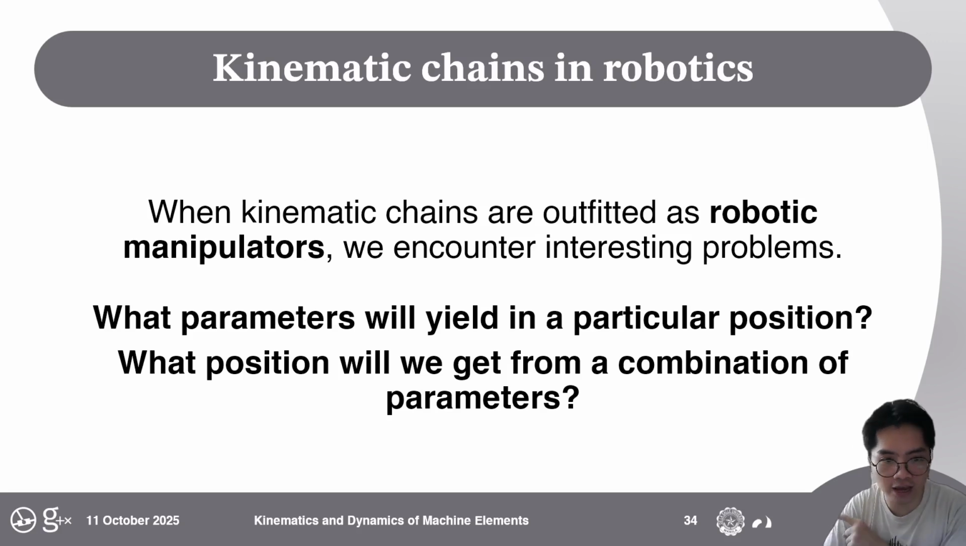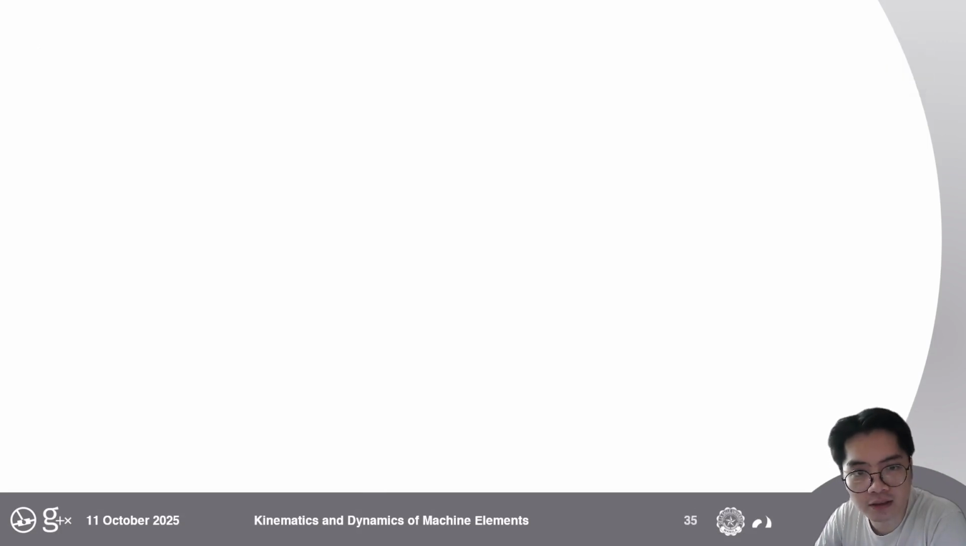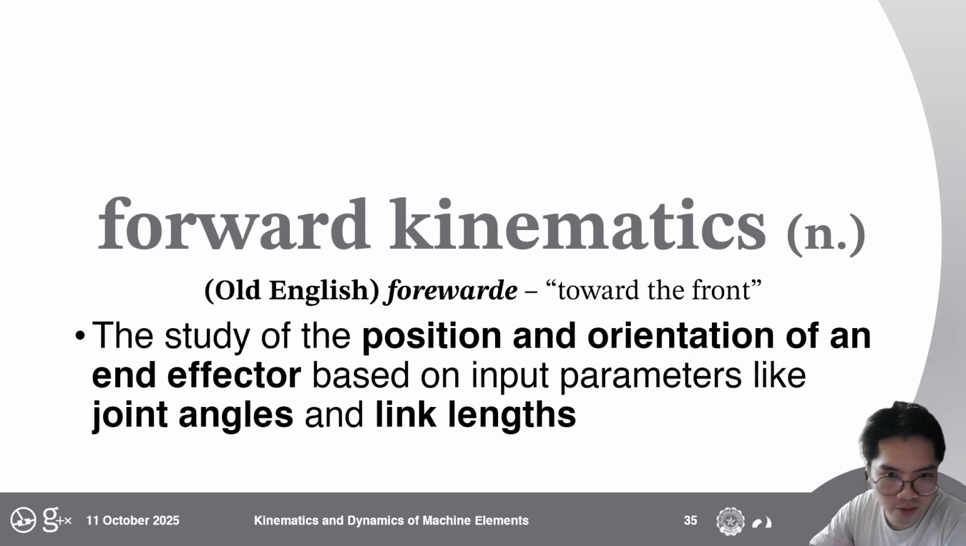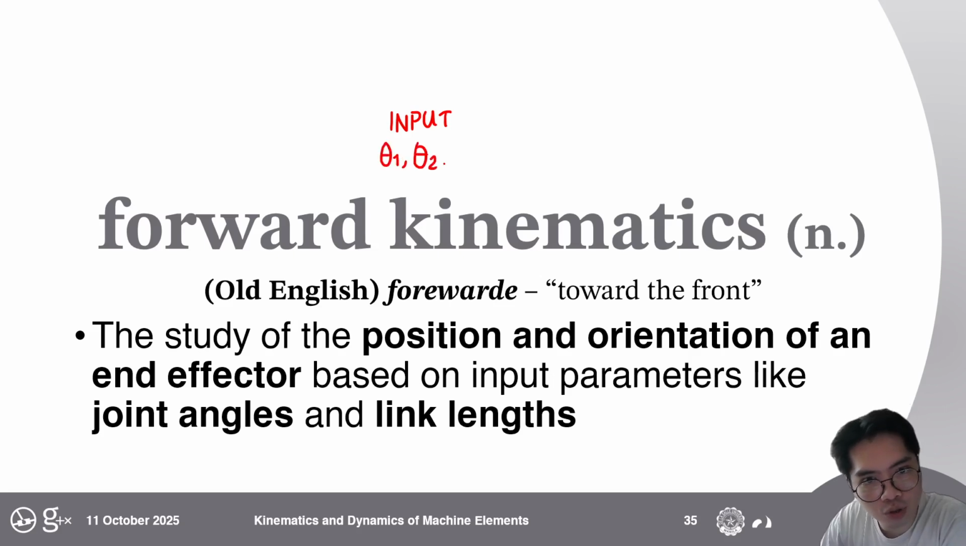On the other hand, when you have input parameters, input joint angles, what kind of position will you get? And so in here, we will get what we call forward kinematics, basically forward. If you have joint angles and link lengths, those input parameters, your input will be your theta 1, your theta 2, your theta 3.